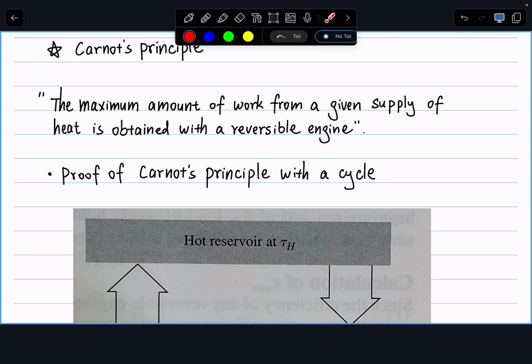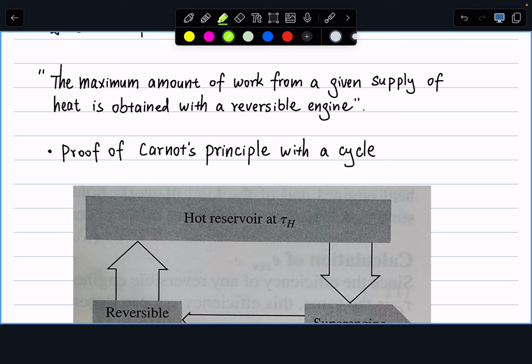We'll first give you the conclusion, and then we'll use our second law of thermodynamics to prove that this principle holds true by setting up a special cyclic machine. So the statement is called Carnot's principle. It states the maximum amount of work from a given supply of heat is obtained with a reversible engine. When we say reversibility, remember it's always going at a very slow rate. You can reverse the direction of that engine at any given time. So the Carnot principle states a reversible engine is the most efficient one.